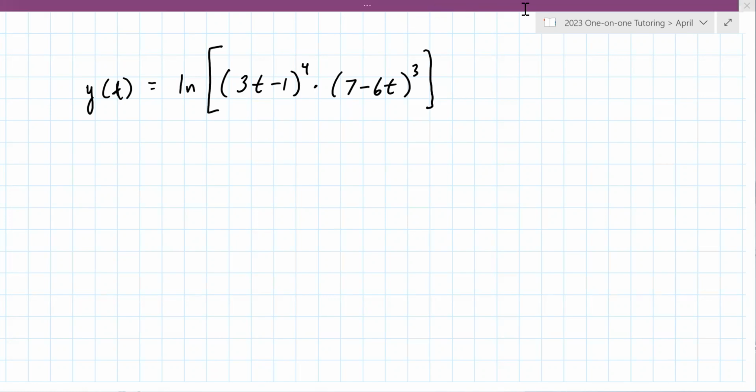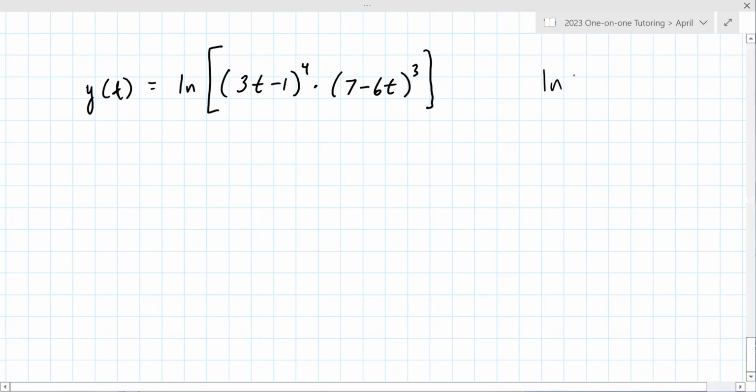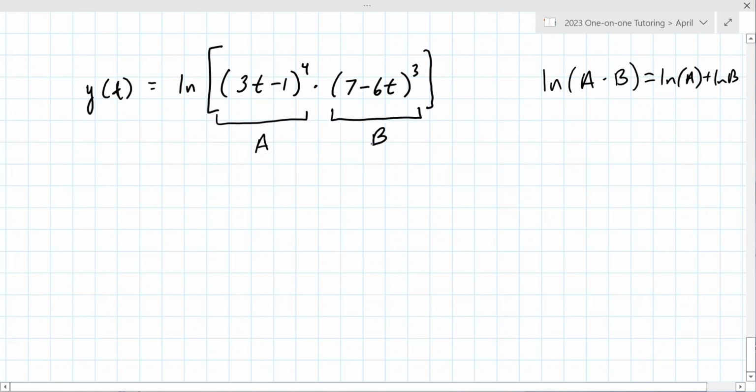Wait, can you help me? Like, where do I even start? Natural log of A times B is the natural log of A plus the natural log of B. A represents this 3t minus 1 to the fourth, okay, B then represents all of this. Yeah, and it's good that you asked because it looks overwhelming. It's really not. It's really a good question to get.